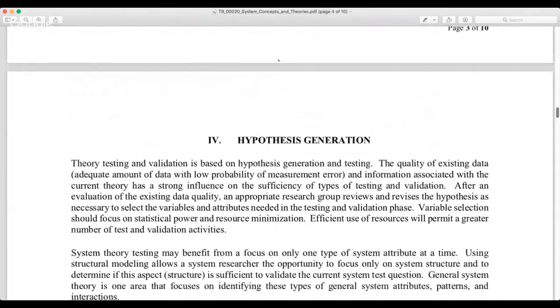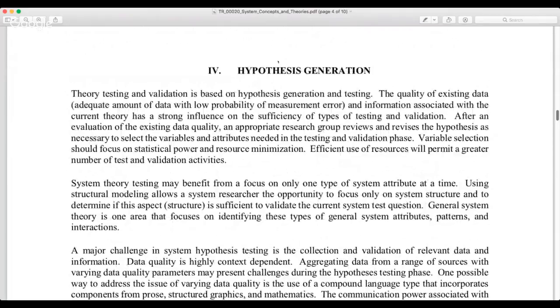And then hypothesis generation. So part of the scientific process, of course, is to generate a hypothesis, and theory testing and validation is based on hypothesis generation and testing. And so quality of existing data, adequate amount of data with low probability of measurement error. We talked about Kepler and doing the solar system as an example of the constraint on variation in the functional theory.